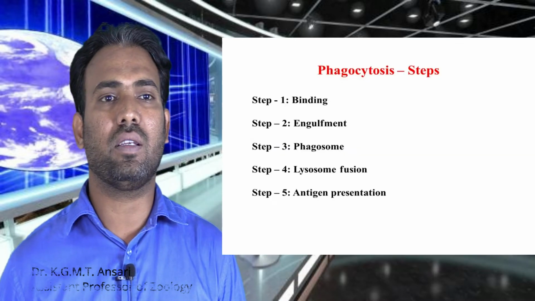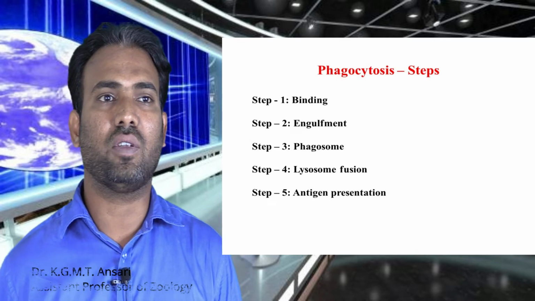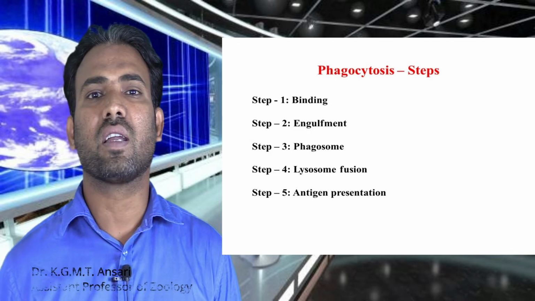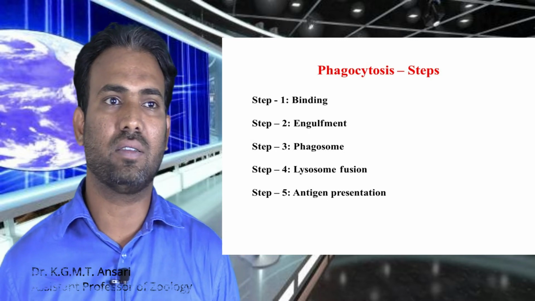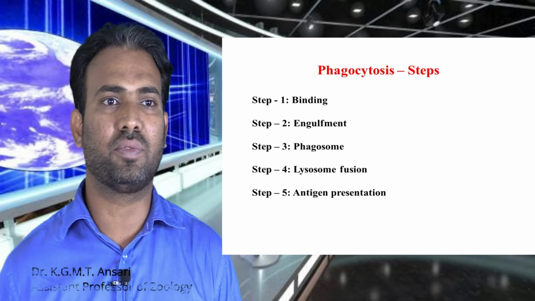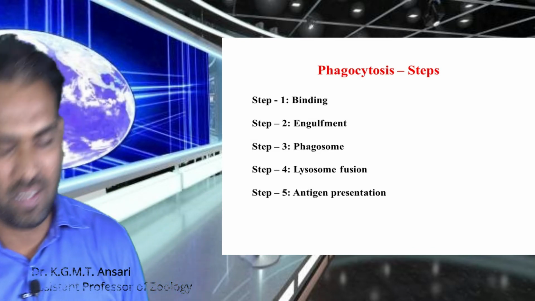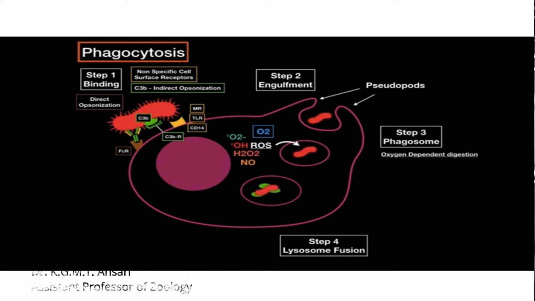In phagocytosis itself, there are 5 different steps involved to deal with the microorganism infection. Step 1 is binding, step 2 is engulfment, step 3 is the phagosome, step 4 is lysosome fusion, and step 5 is antigen presentation. Let us look at how each step is involved and why it is important.